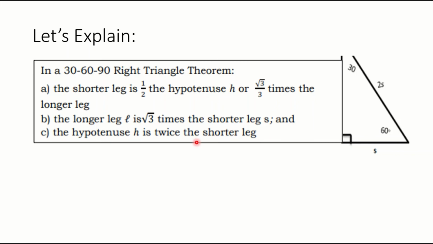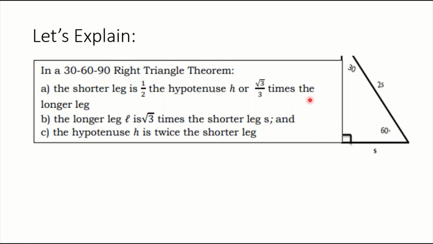So, paano po natin maintindihan yun? Sabi, the shorter leg. Paano mo malalaman ngayon kung ano yung shorter leg? Kung sino po yung katapat ni 30 degrees, siya po yung shorter leg, wherein, yung S. Okay? At kung sino yung katapat ni right angle, siya yung hypotenuse. Yung katapat naman po ni 60 is yung longer leg.